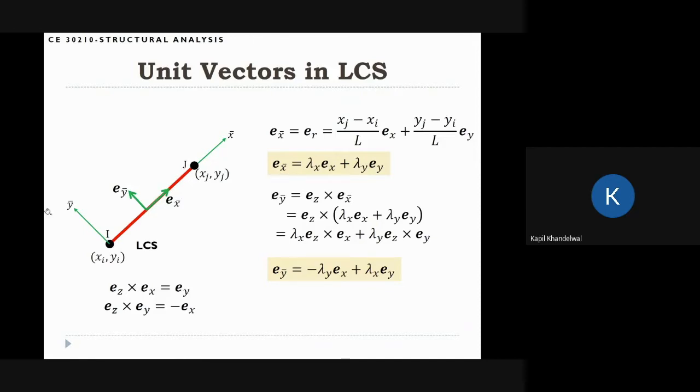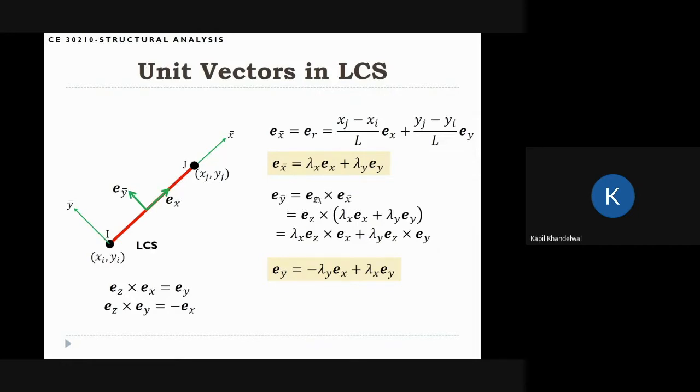To find the Ey bar vector, we are using one trick. We are saying that the Ey bar vector is Ez cross Ex bar. So here we are using the cross product. Ez is the unit vector in the Z direction, so it's coming out of the screen. If you take the cross product of Ez cross Ex bar, you will end up with the Ey bar direction. So we use this trick to find Ey bar.